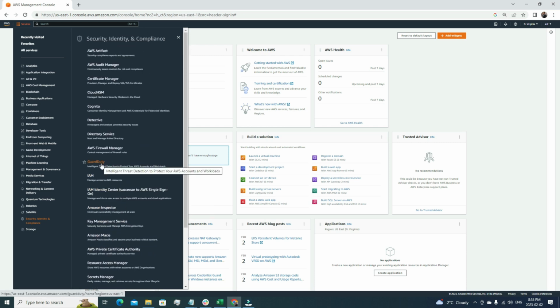The fourth service that we can look into is GuardDuty. So what is GuardDuty? It is an intelligent threat detection to protect our AWS account and workloads. So GuardDuty is a very cool product. It helps us to find any sort of malicious activities.